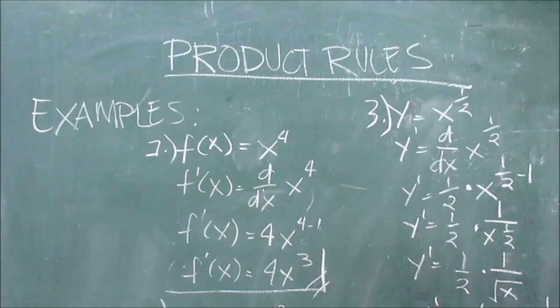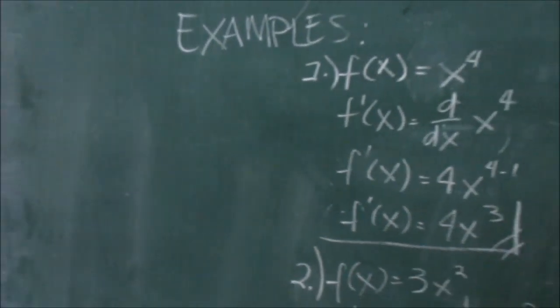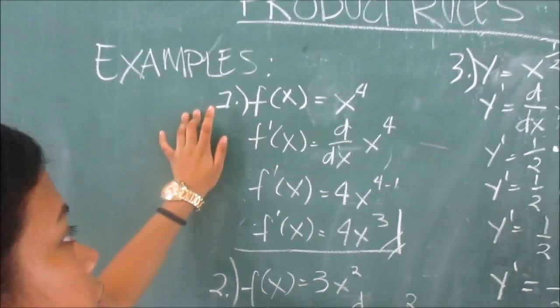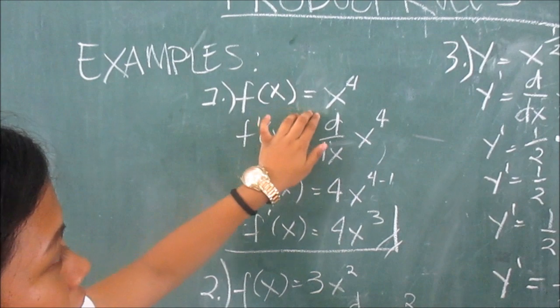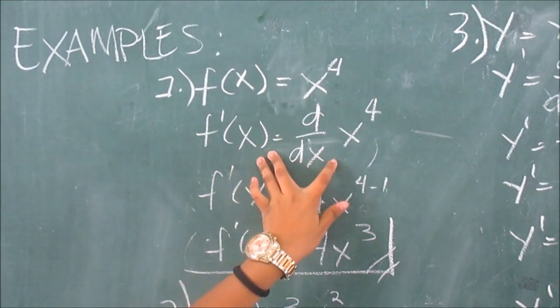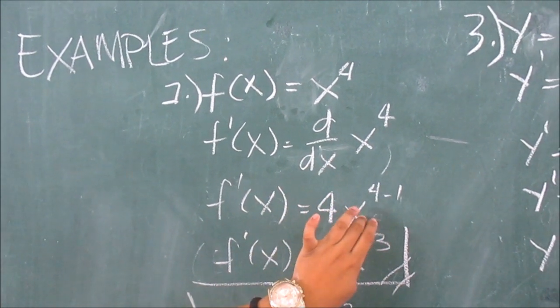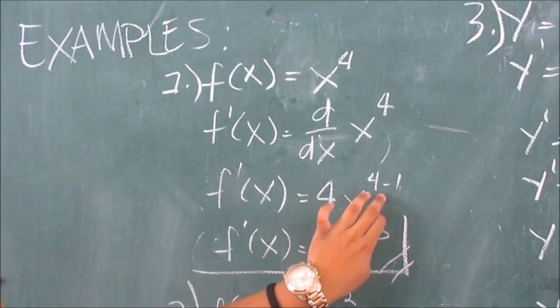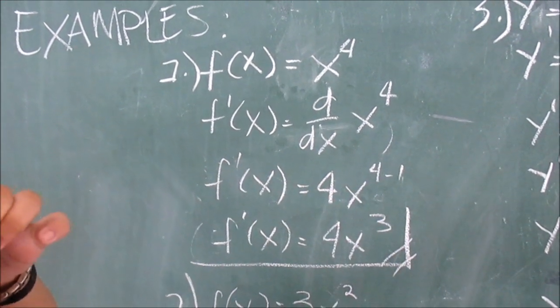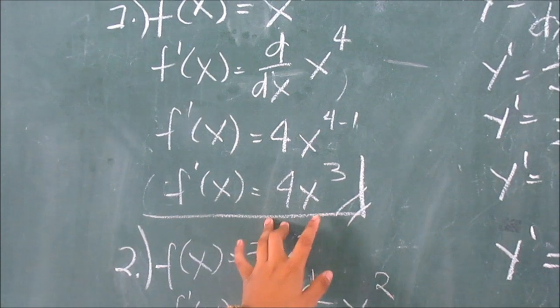So today we're going to talk about the product rules. What is product rules? The product rule is used when differentiating two functions that are being multiplied together. So here are the examples of the product rules. F of x is equals x raised to the power of 4. So the derivative of x raised to the power of 4 is 4x raised to the power of 4 minus 1. So the final answer is 4x cubed.